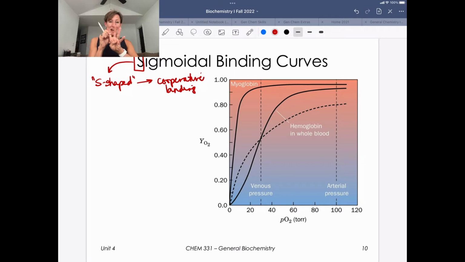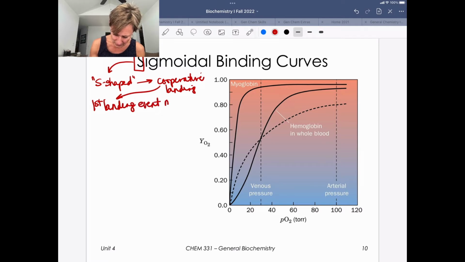But because they've now changed their shape and are R state, they're going to be able to bind oxygen more easily. So this cooperative binding really means that the first binding event affects the others, and in this positive cooperativity, the first binding event makes the others easier. We call this cooperative binding.